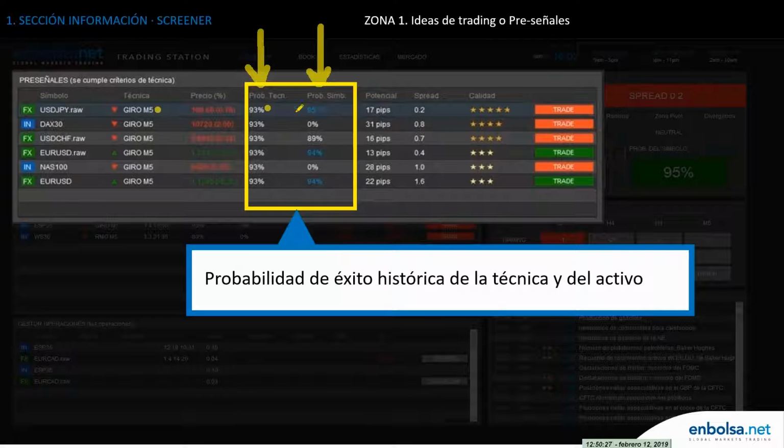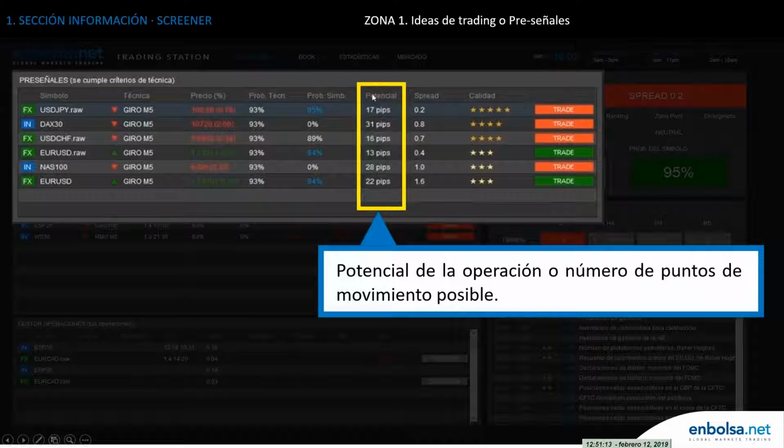However, in the second column, which is the symbol statistics, we can find the specific probability that particular asset has. So each instrument has its own probability against the technique one. If the instrument success probability is higher than the technique statistics, it will turn blue. And if it's not, it will appear in white, as in the case of the dollar against the franc, which has a lower success probability than the average of all the assets that use the critical turn, which is 93. Therefore, it is very interesting to assess the historical statistics of an instrument when it is better than the average of the technique.